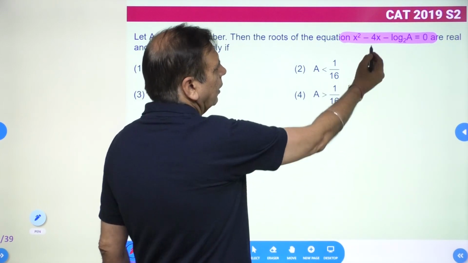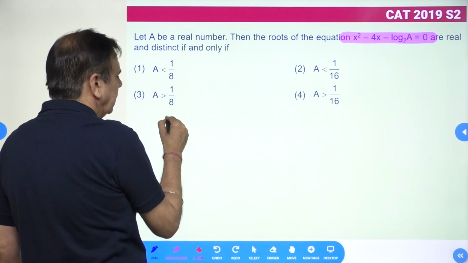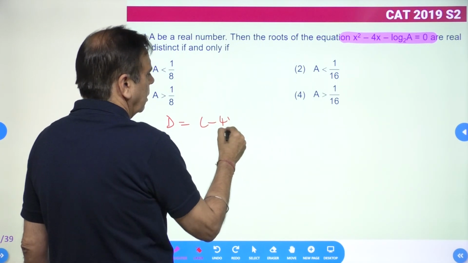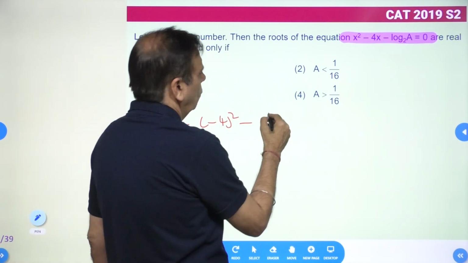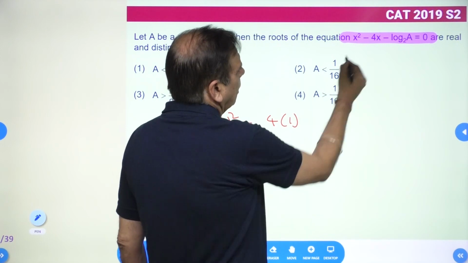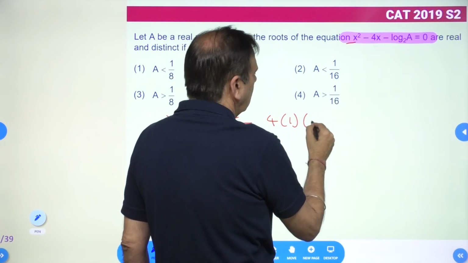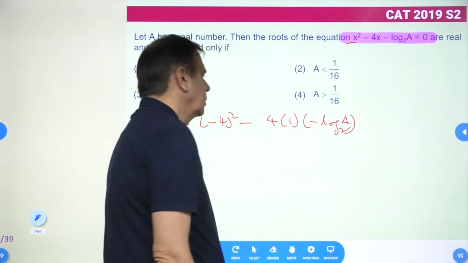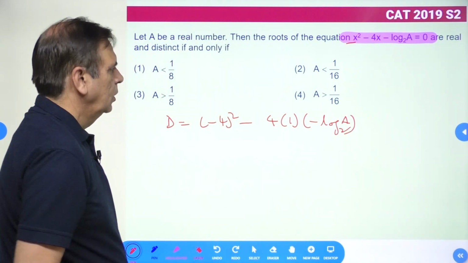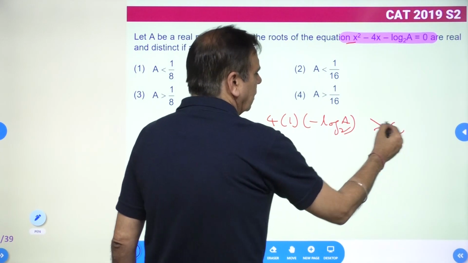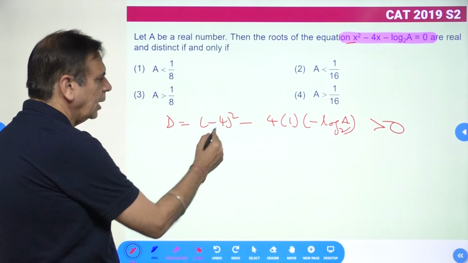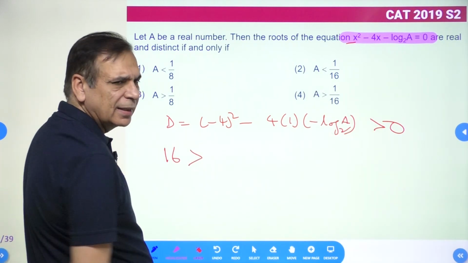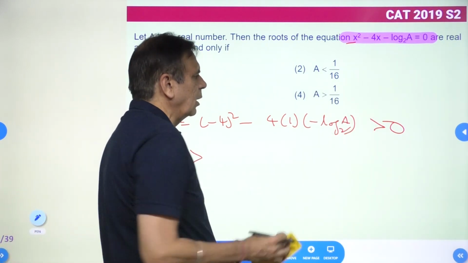What is the value of discriminant? D will be equal to minus 4 square minus 4 into coefficient is 1 into minus, okay, right? So this has to be greater than 0. So can I say minus 4 square 16 should be greater than, इसको उठा के दूसरी साइड ले जाते हैं ना. अच्छा, इसको एक और काम करते हैं.